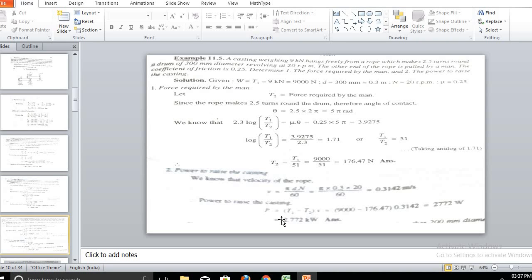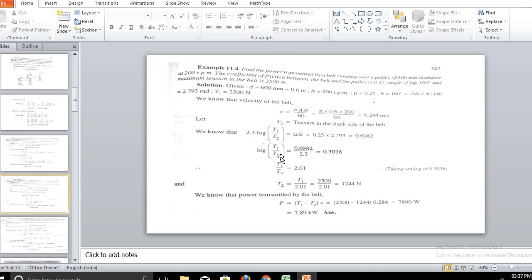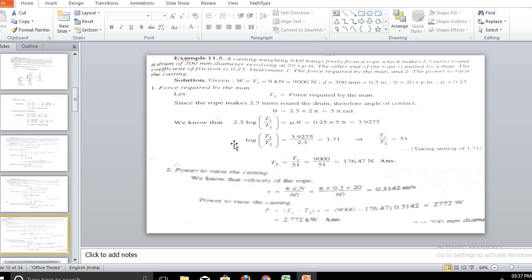Now next example. In this example, we have to calculate power, which is force into velocity. T2 is unknown to you. So to find out T2, we use another relation between T1 and T2. Then we find the T2 value, simplify this, and find out the power value.